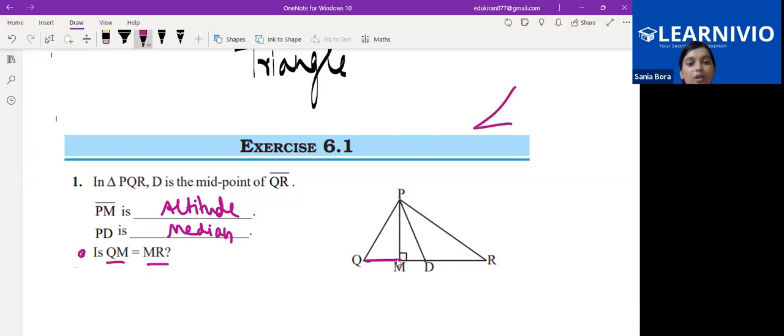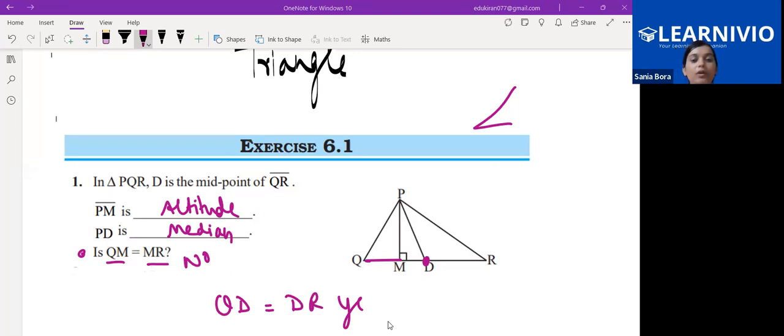So over here, yes, ma'am, now I can see that. I just got confused. QM and MR, they are not equal. In case if I would have asked QD is equal to DR, then the answer would be yes, because D is the median, na? Middle point. So the answer is no. Everybody got it? Yes, ma'am. Yes, ma'am. Others? Only one yes. What about others? Not getting it? No.